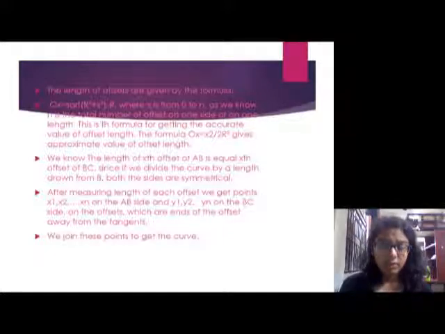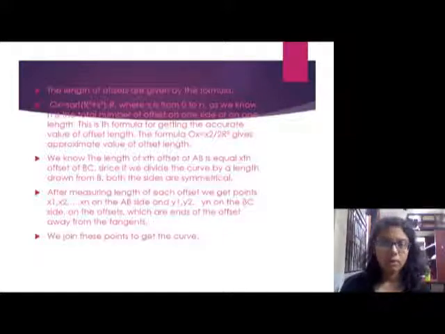The length of offsets is given by the formula Ox equals r root over of r square plus x square minus r, where x is from 0 to n. As we know, n is the total number of offsets on one side or on one length. This formula is for getting the accurate value of offset length. The formula Ox equals x square divided by 2r gives the approximate value of the offset length.